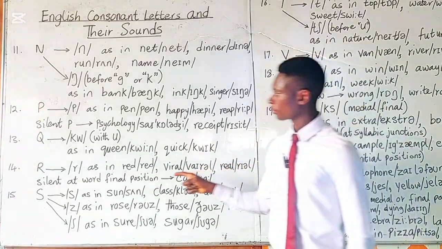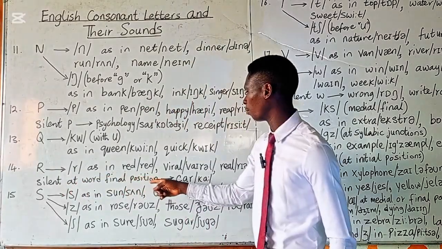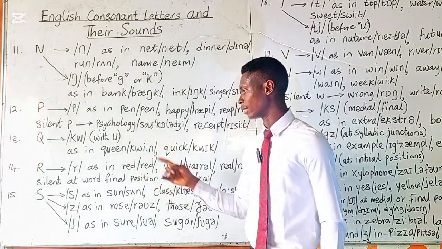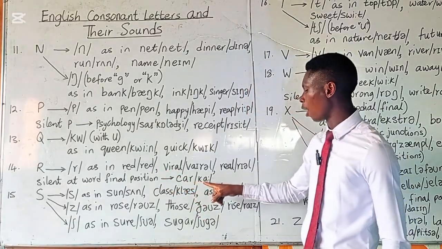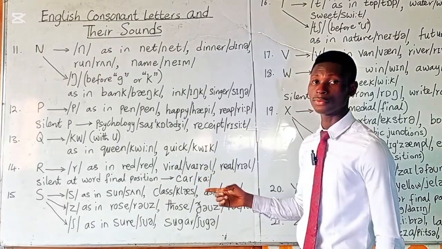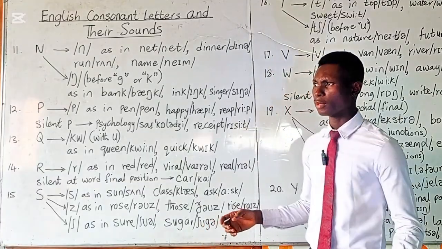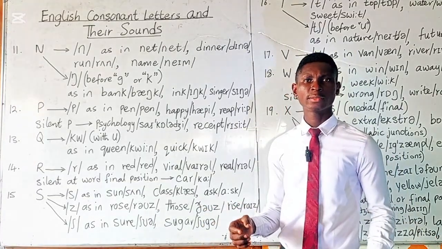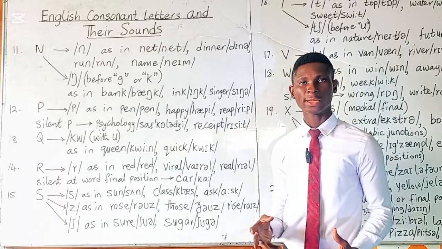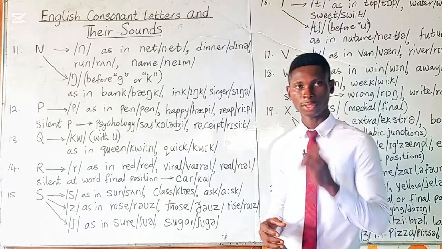Then note that the letter R is always silent at word final position. At the final positions of words, you're likely to have a silent letter R. That's why in car, we have R and not with the sound of R. Then we have other words like that, even in words like mortar, an R at the end. You are not going to realize that R. Instead, you have the R sound, and that R will not be heard.